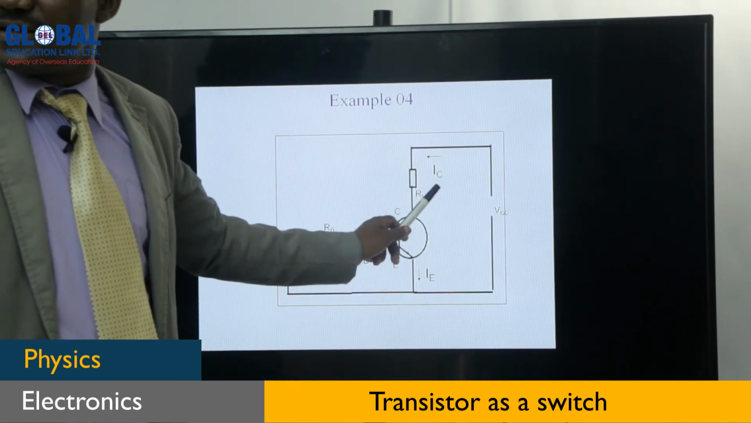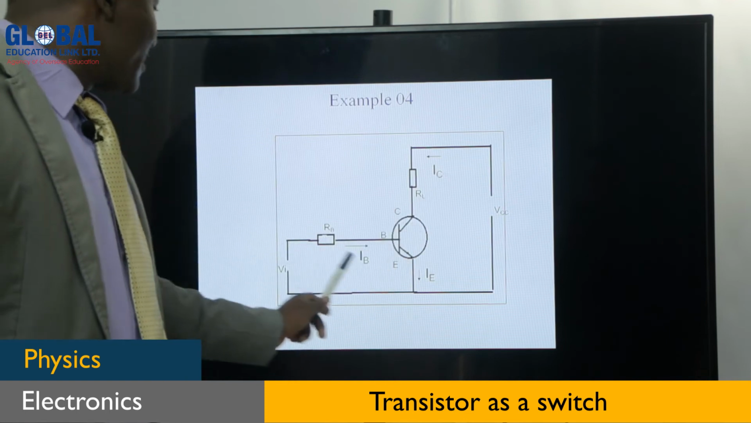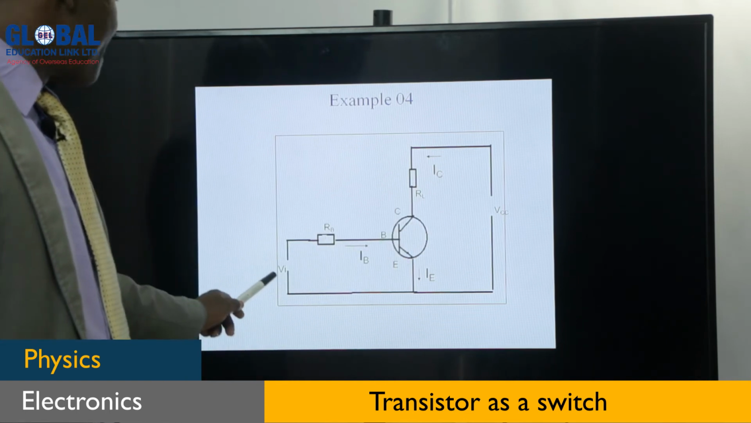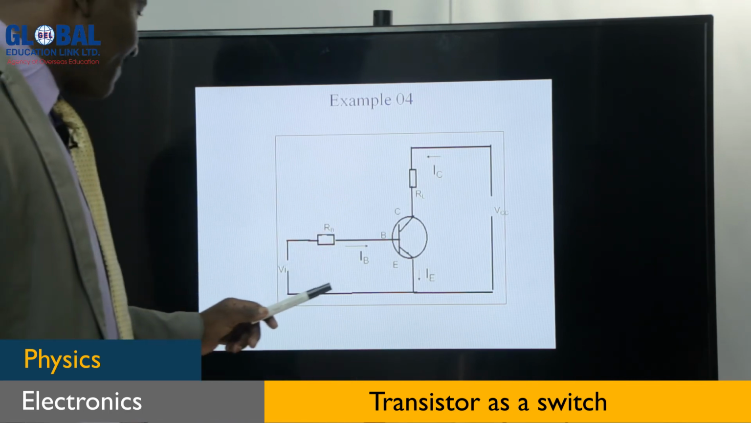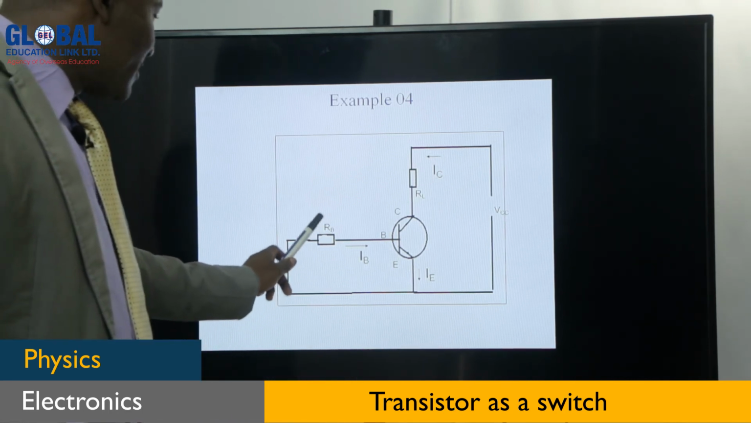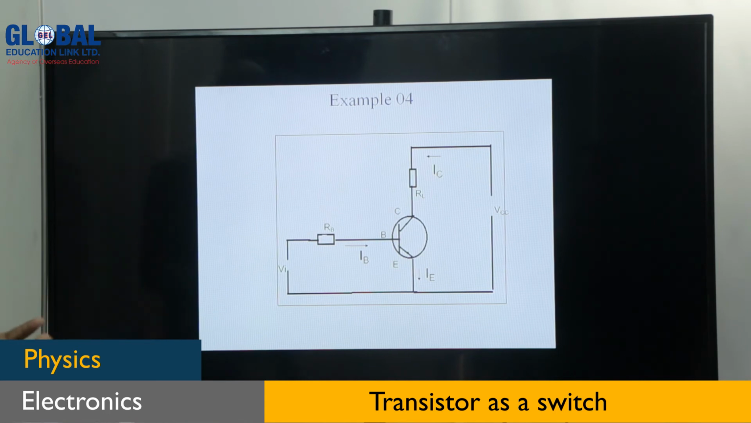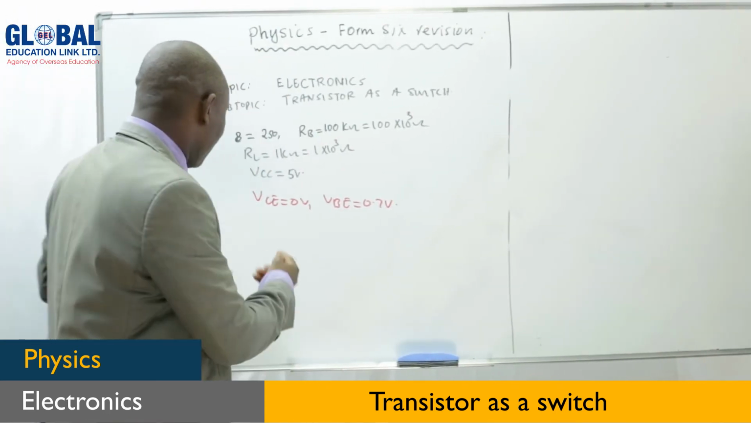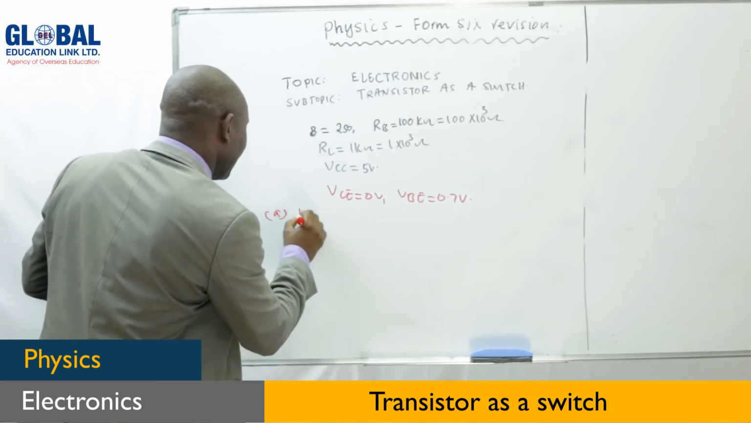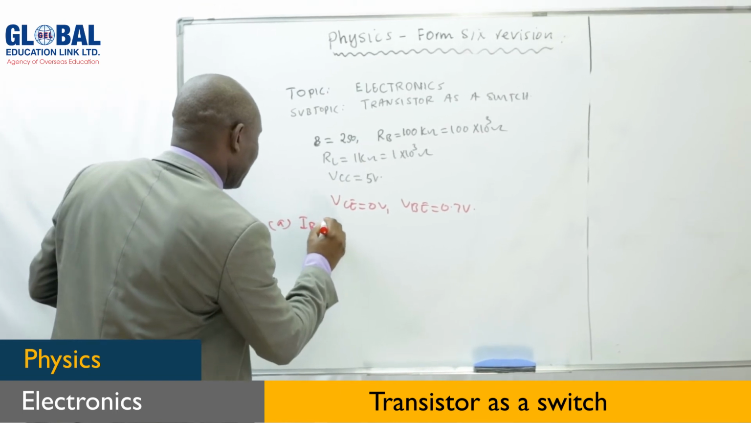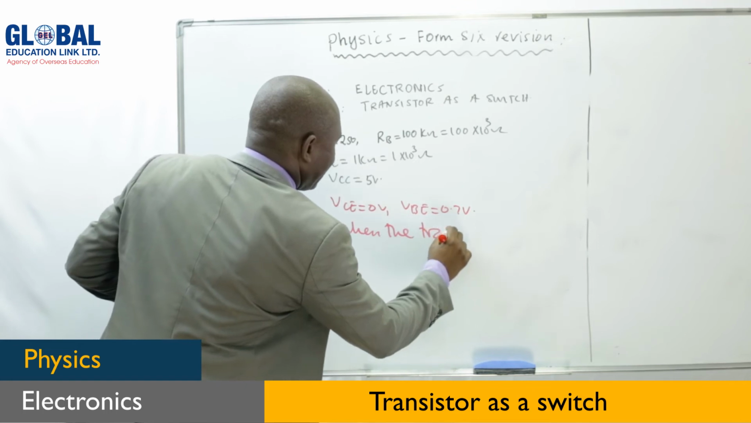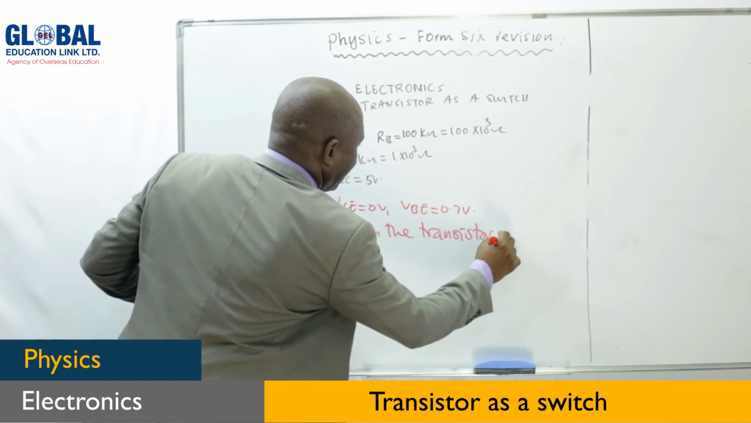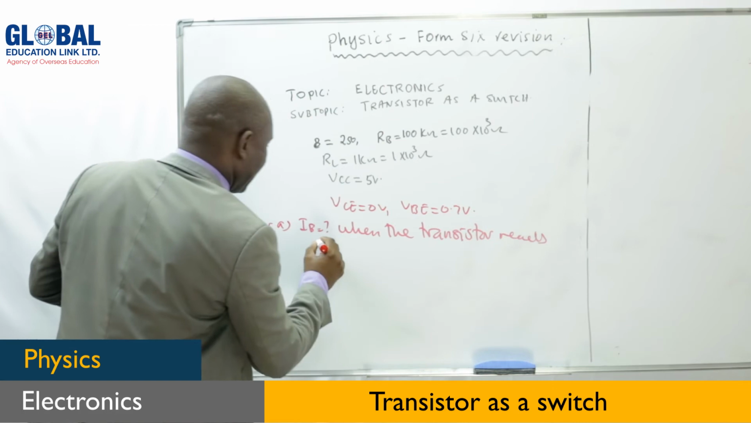From here, all this information is given. We have the input resistance, and the input is varying from 0 to 5. We are looking for these values when the transistor reaches saturation. Part A, find the base current when the transistor reaches saturation.